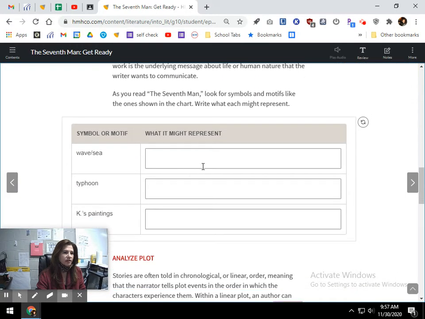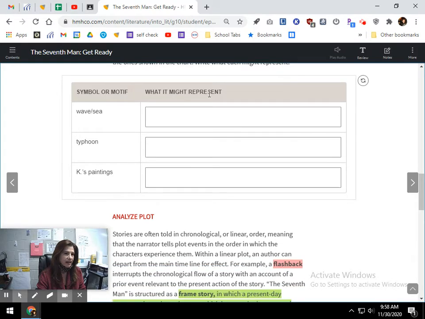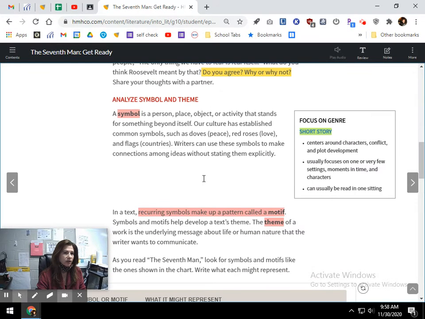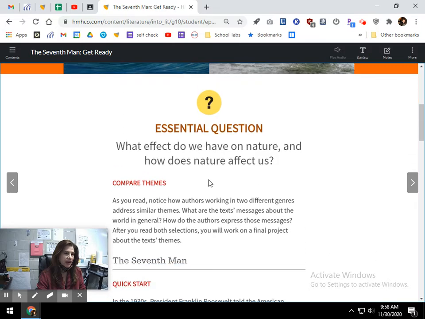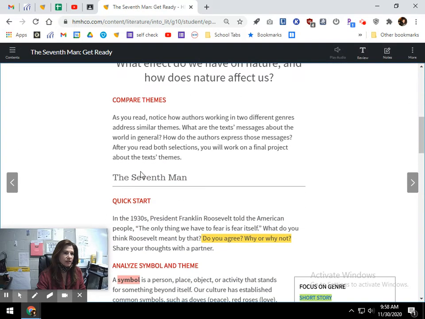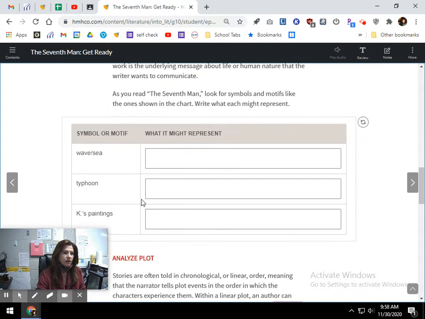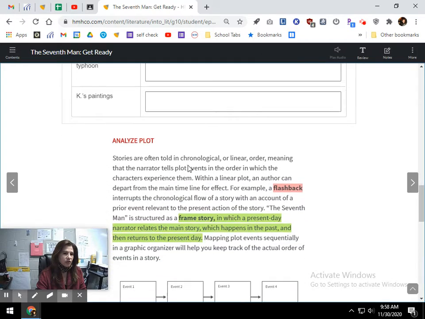You'll be coming back to this chart and see what the wave or the sea symbolizes, what the typhoon symbolizes or might represent, and Kay's paintings. We don't even know who Kay is or what that means right now, but you'll be coming back to this later, and when I get ready to grade this Get Ready page, I'll be looking for that you annotated what I asked you to annotate, that you did the quick start, and that you completed this chart.